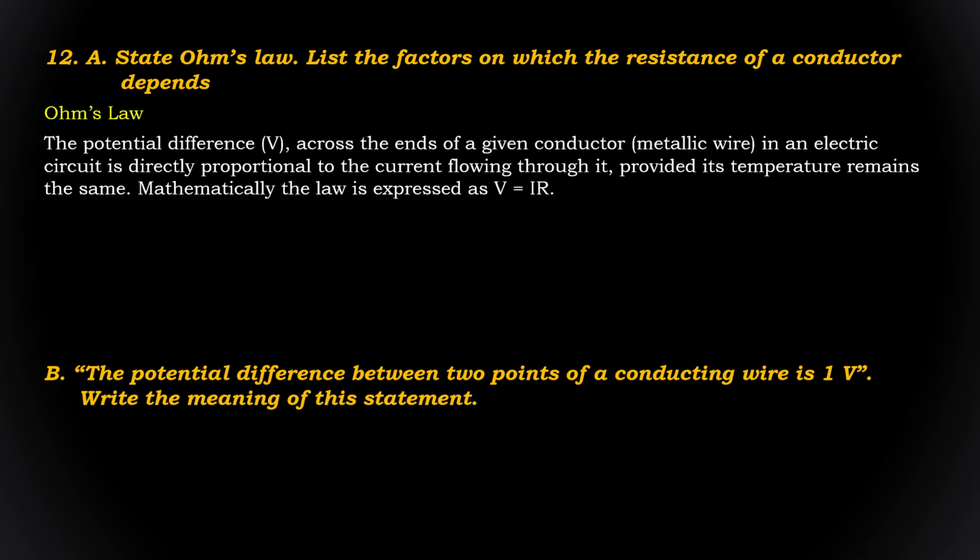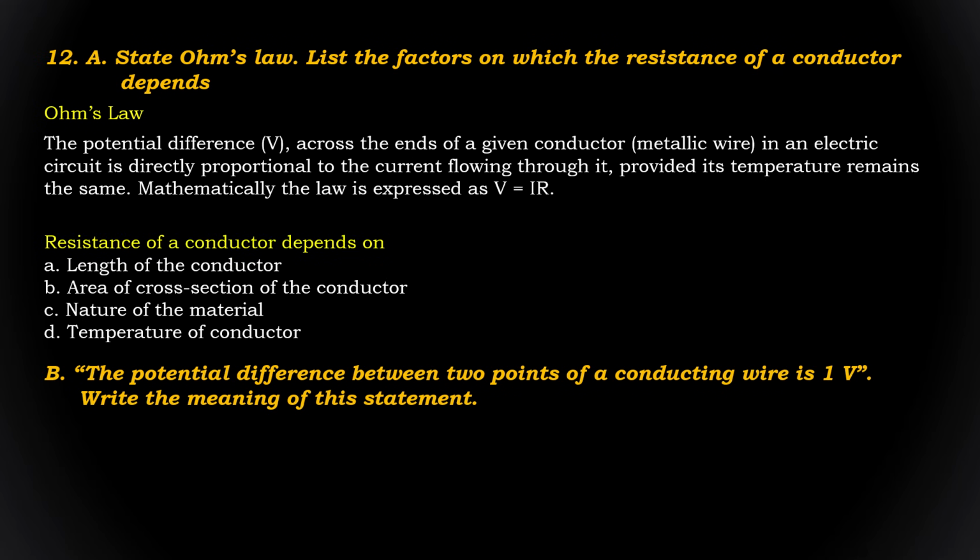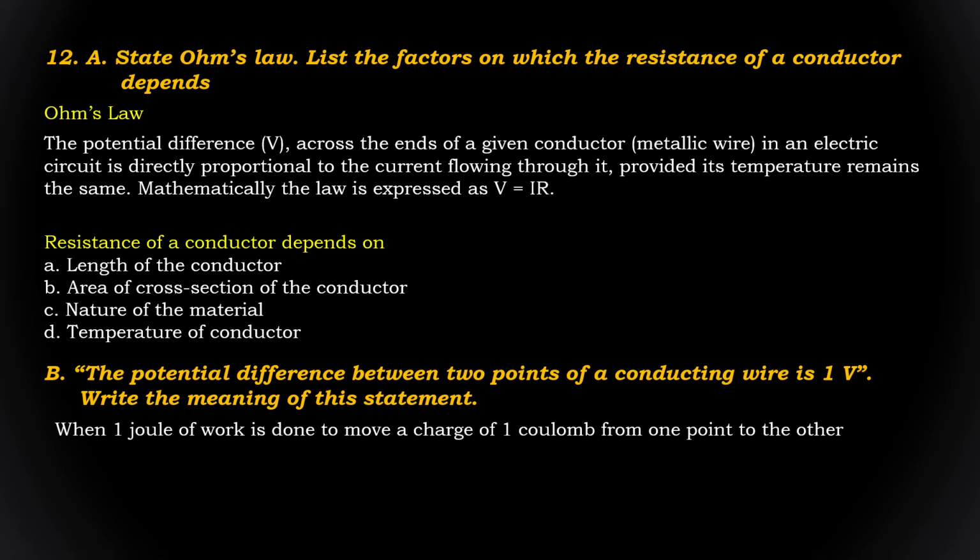The next part is the factors on which the resistance of a conductor depends. What are the different factors? I've listed four factors: the length of the conductor, area of cross section, nature of the material, and temperature of the conductor. The next part is B. The potential difference between two points of a conducting wire is 1 volt. Write the meaning of this statement. It means that 1 joule of work is done to move a charge of 1 coulomb from one point to another.